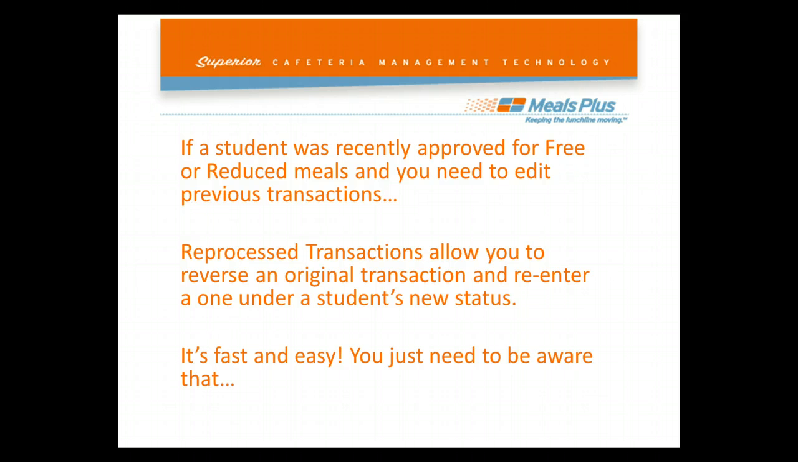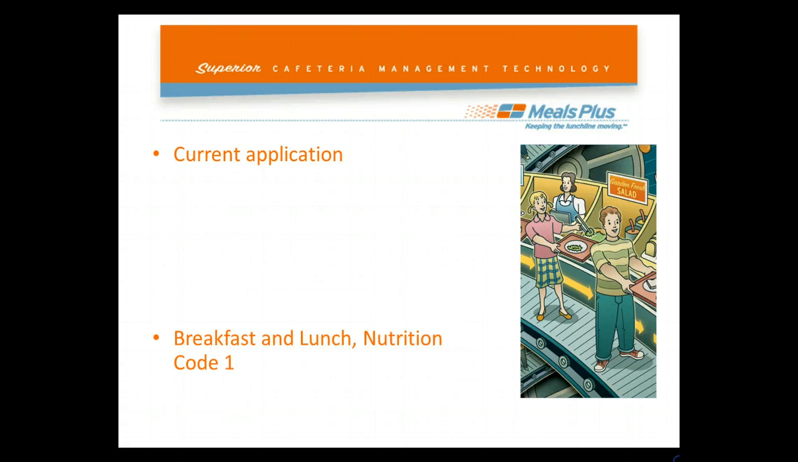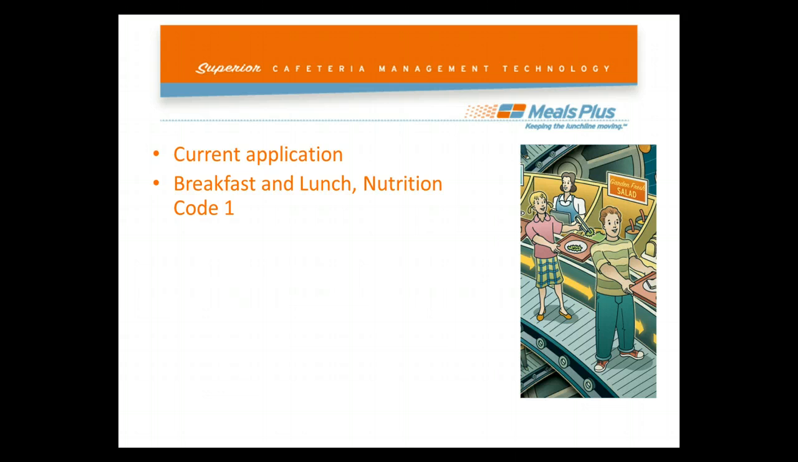Here we will show you how easy it is to use, but first, a little bit about reprocessed transactions. In order for the transaction to be approved, the student must have a current application on file in Meals Plus Student Eligibility or Free and Reduced. Reprocessed transactions apply to breakfast and lunch meals with the reimbursable Nutrition Code 1 only.